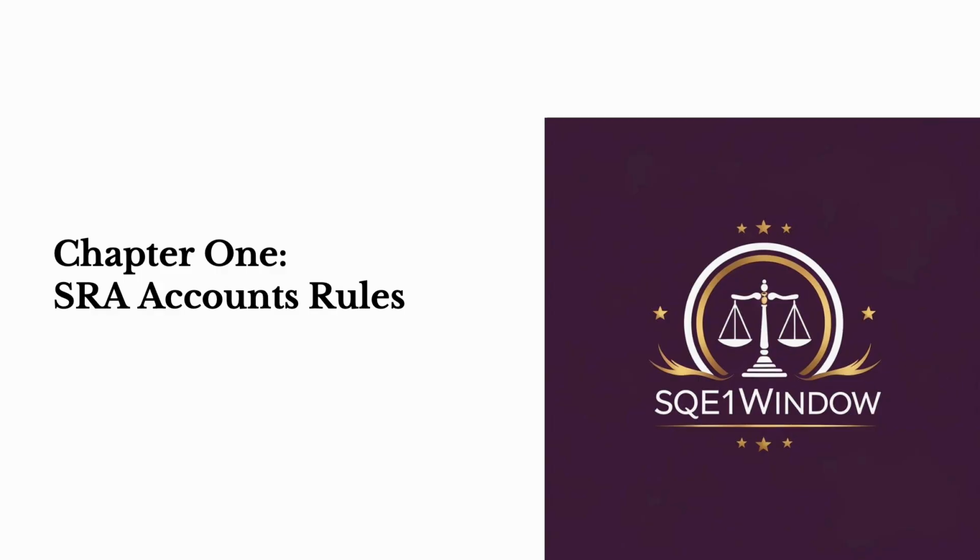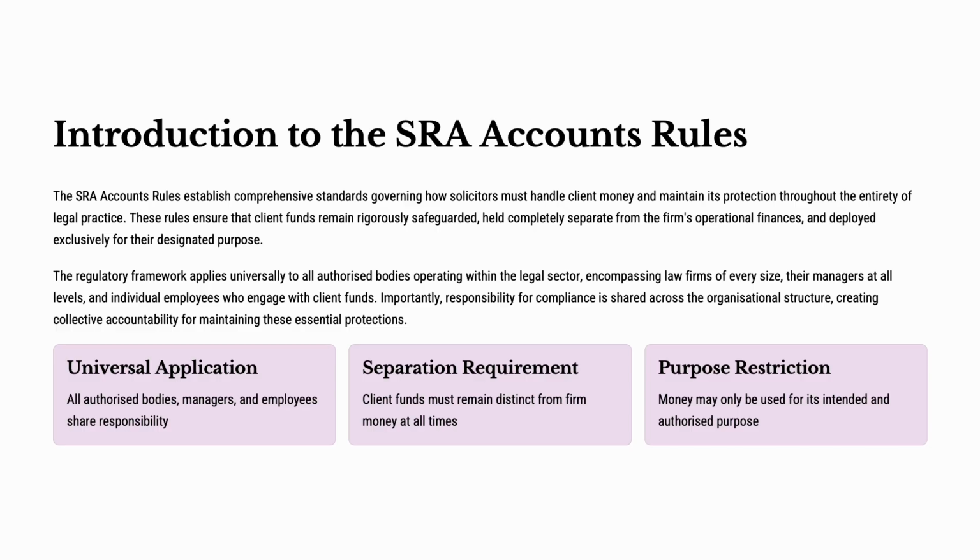In chapter 1, we focus on SRA account rules. These rules are very important to understand in order to grasp all the fundamentals of SRA accounts. The topic may not look glamorous, of course, but it is obviously essential for surviving both legal practice and SQE1. Think of this chapter as the Financial Health and Safety Manual of Solicitors. These rules exist to make sure client money is protected, respected, and never accidentally spent on office biscuits.